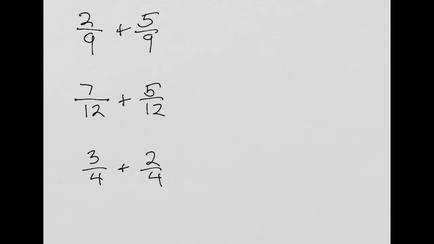When we add fractions with common denominators, what we really do is add our numerators and keep the denominator the same, because we're looking at our fractions as parts of a whole. Since they're parts of a whole, when I add more pieces, it doesn't take more pieces to make a whole. So 2/9 plus 5/9 is 2 plus 5 over 9, which would be 7/9.